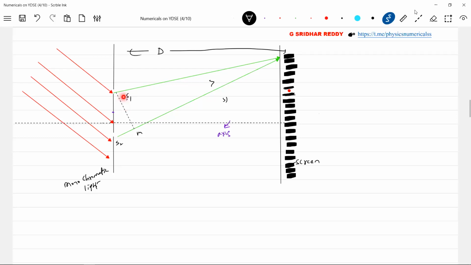Okay, this is the condition, S1 and S2. Some rough diagram is what I have put. So let this be a monochromatic ray of light. Let it make an angle alpha. So the particular beam of light is not illuminating it normally.